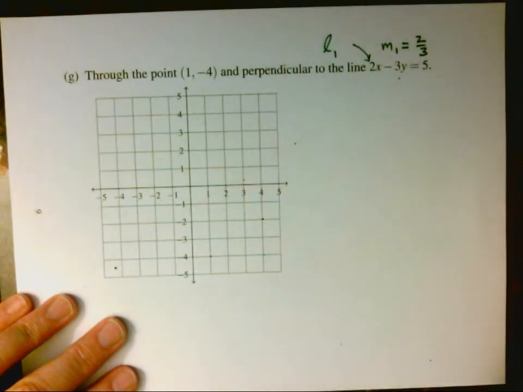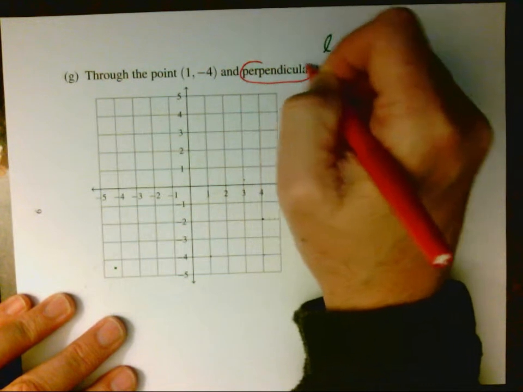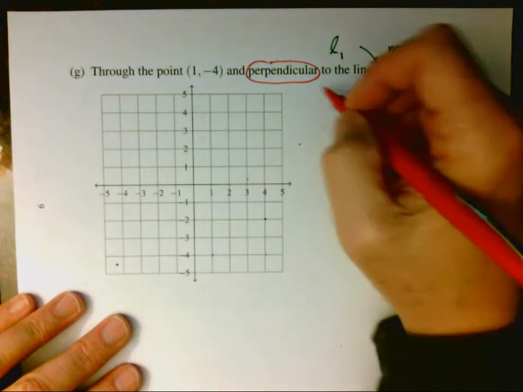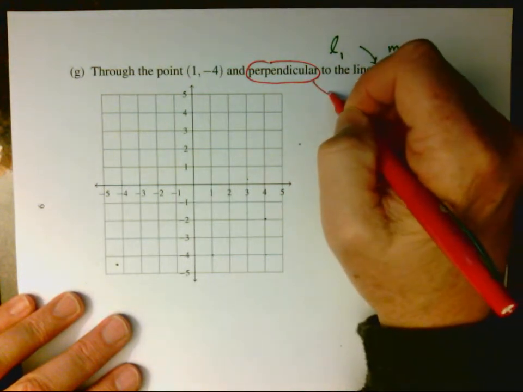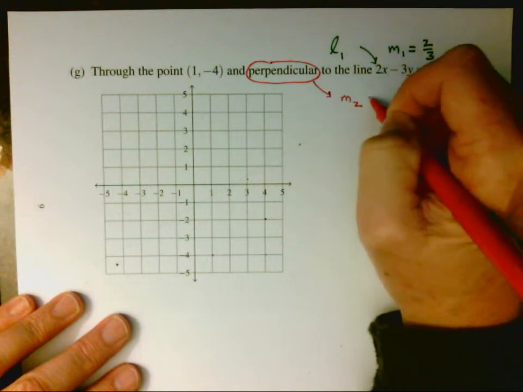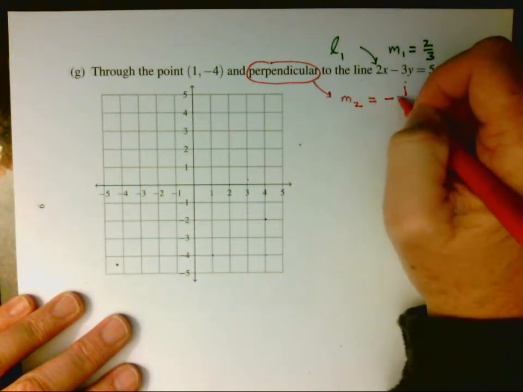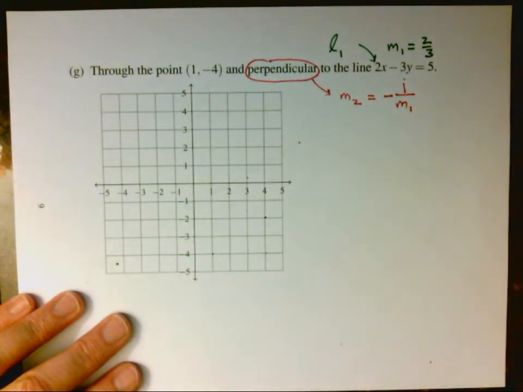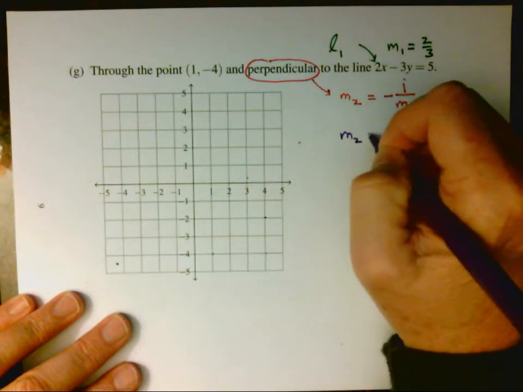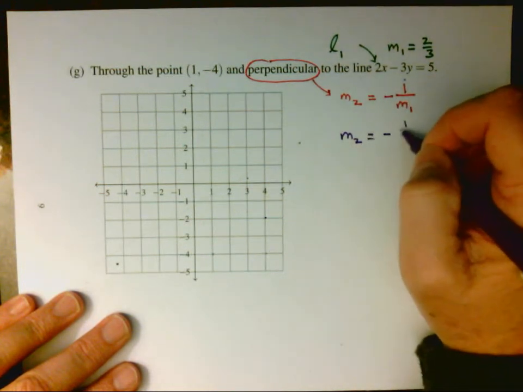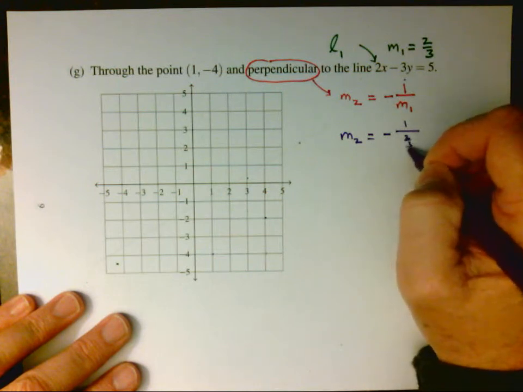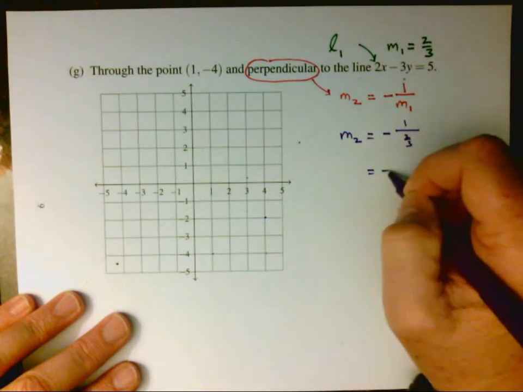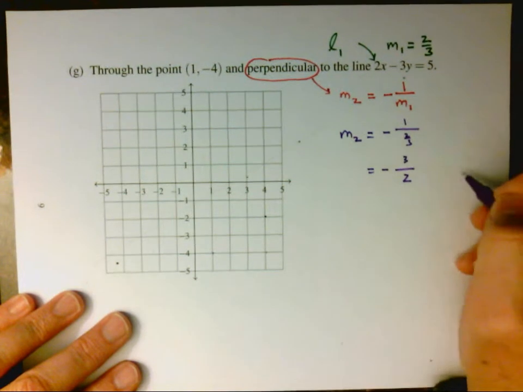Now, the important thing to remember here, perpendicular lines, these are lines which meet at right angles. Perpendicular lines have reciprocal opposite slopes. So that means that M2 is going to be negative 1 over M1. So for us here, the slope of our second line is going to be negative 1 over 2/3. But remember, whenever you do the reciprocal of a fraction, you simply flip the fraction over. So there's m2.